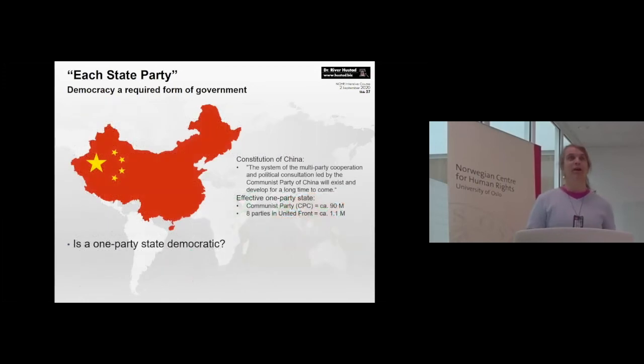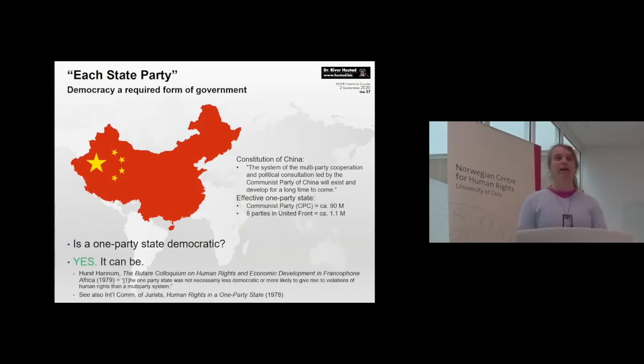But I'll just ask this question: is a one-party state democratic? The committee hasn't really said anything about it, but the literature has said that yes, certainly a one-party state can be democratic. It's not the party, the same as it's not the economic system that's used, it's how the rights are implemented. The same, it's not how the democratic system is formulated, it's the way it's implemented that's important. So a one-party system can be consistent with human rights.